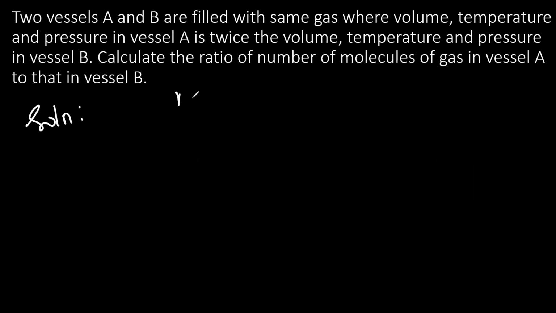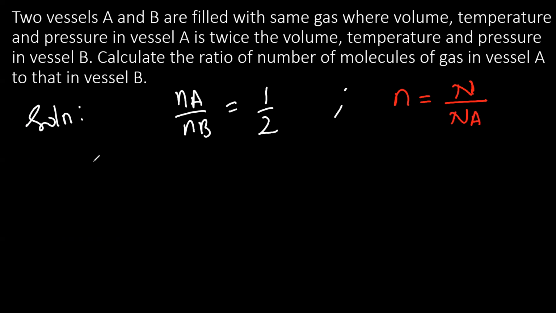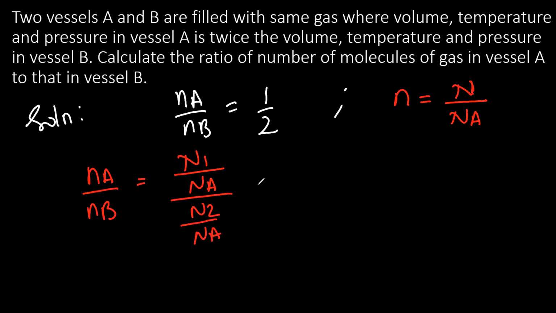See, what do I know? na upon nb is equal to 2 by 1. I need to find N1 upon N2. So how to find it? What is the relation? Number of moles is equal to number of molecules upon Avogadro number. So if I take na upon nb, I'll write N1 upon Na divided by N2 upon Na. Na gets cancelled. The answer is N1 upon N2. So na upon nb is equal to N1 upon N2.